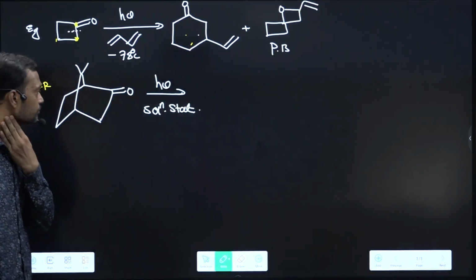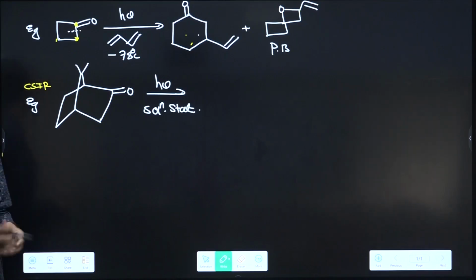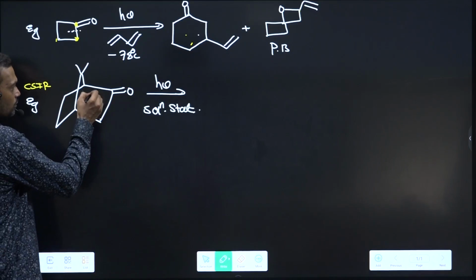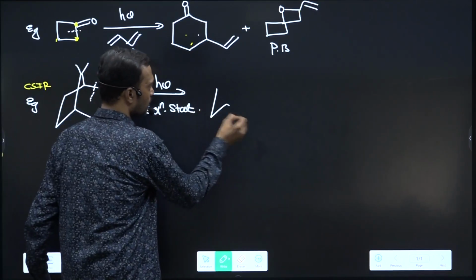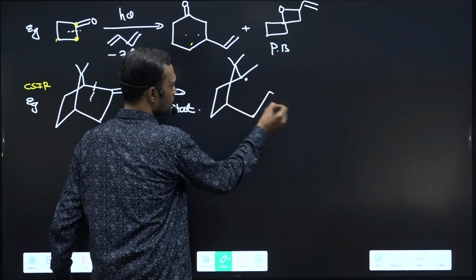Yes, see, this is given in the CSIR examination. So where will you cleave, above or below? Can I cleave here or not? After cleaving, here you will get a radical, and see, this is an acyl radical.